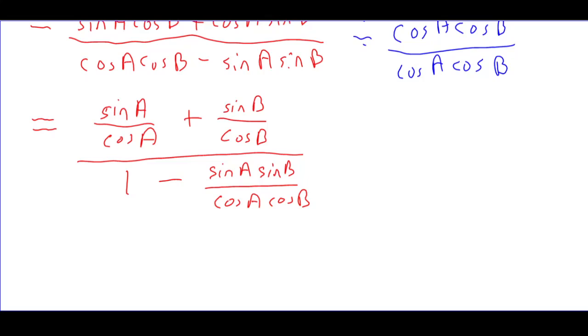Take a look at this expression. You should recognize a few things. Sine A over cos A is tan A. And sine B over cos B is tan B.